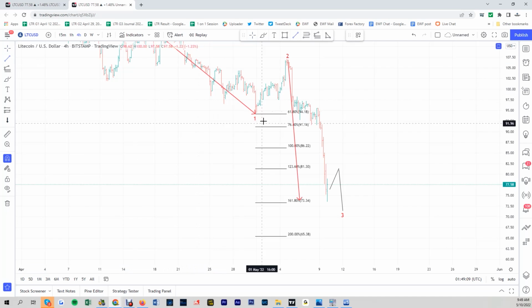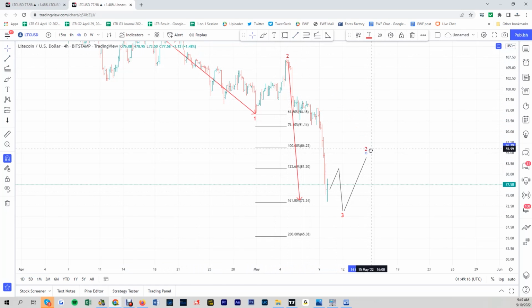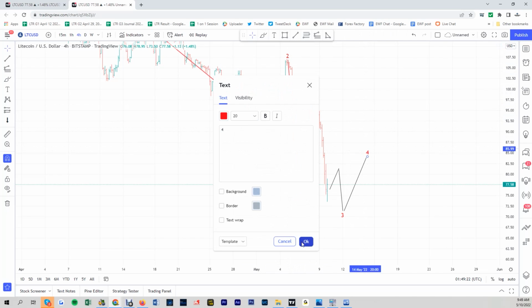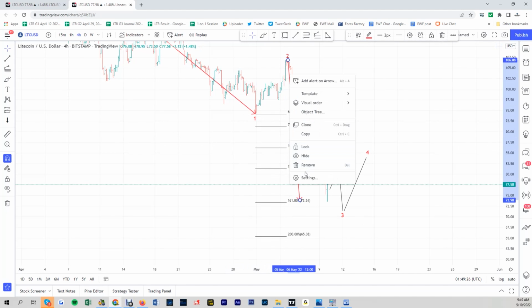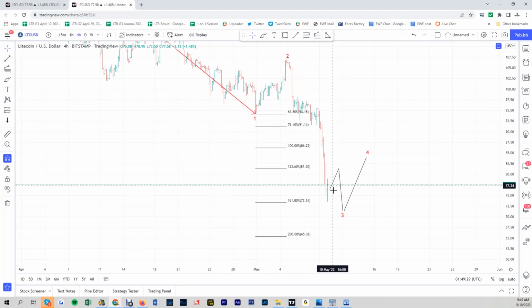So wave 4 in the minor degree is going to be a bigger rally, right? Because it's a wave 4, distribution wise it should be a little bit comparable to this one. So wave 4 should be comparable to this type of rally, and it should be somewhere ideally between 23.6 and 38.2% retracement of this wave 3, right?